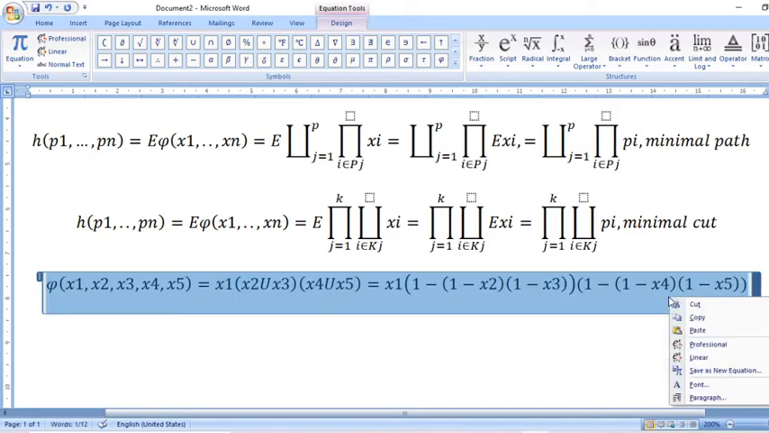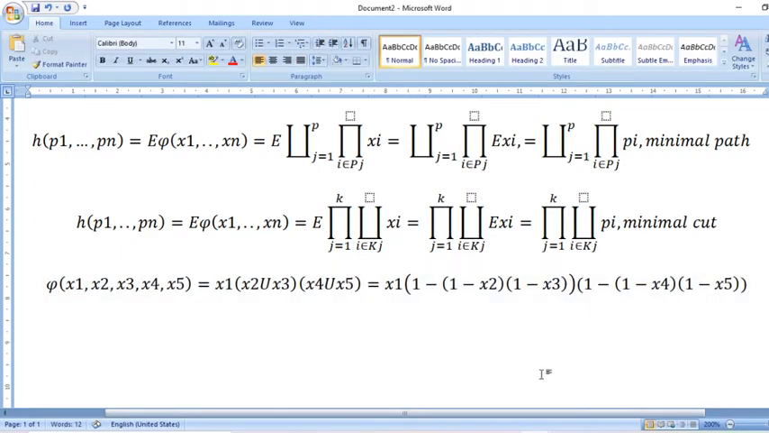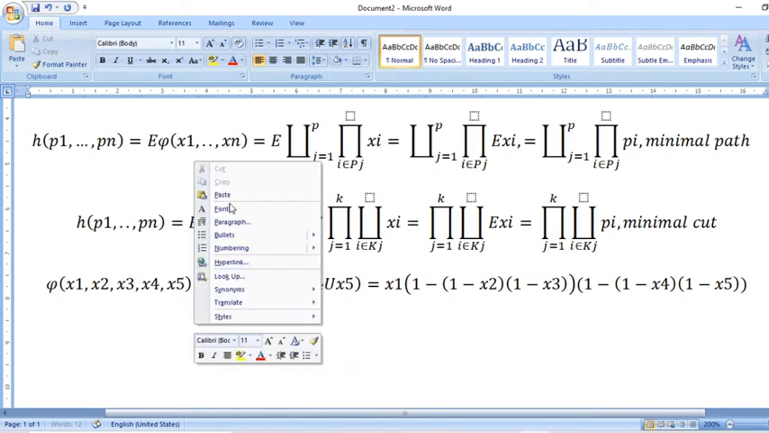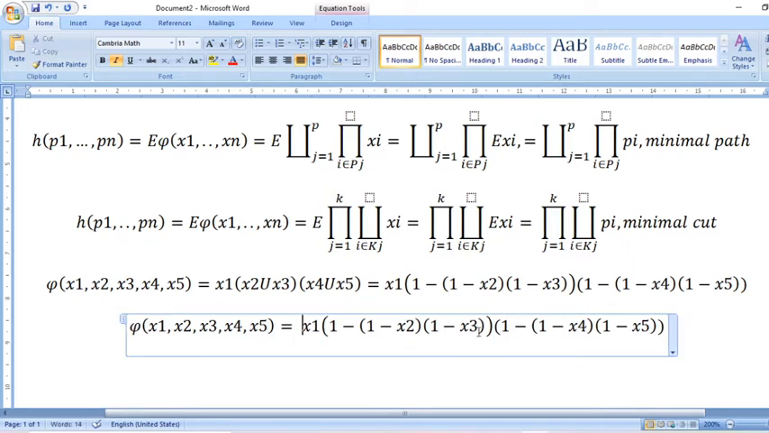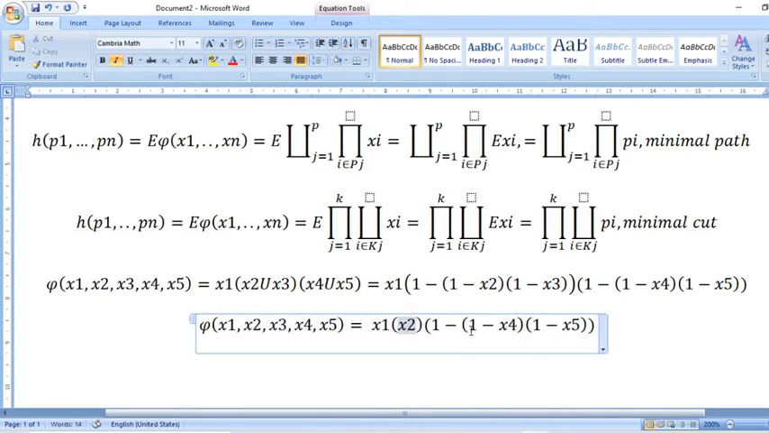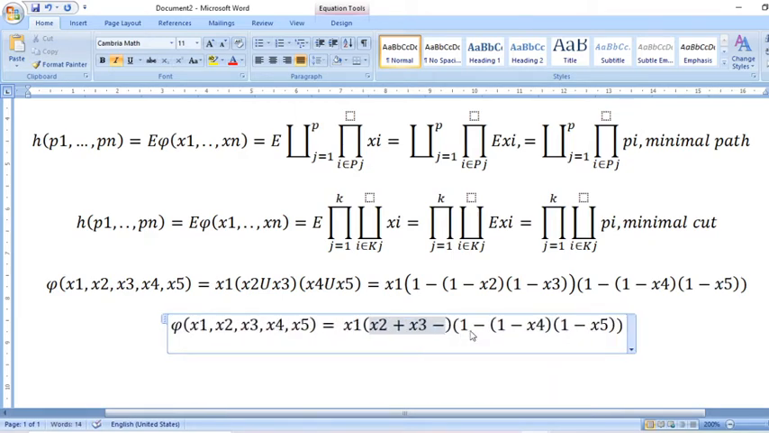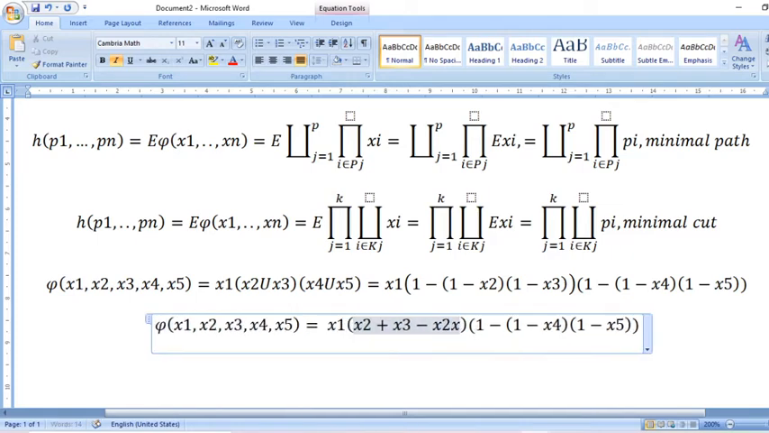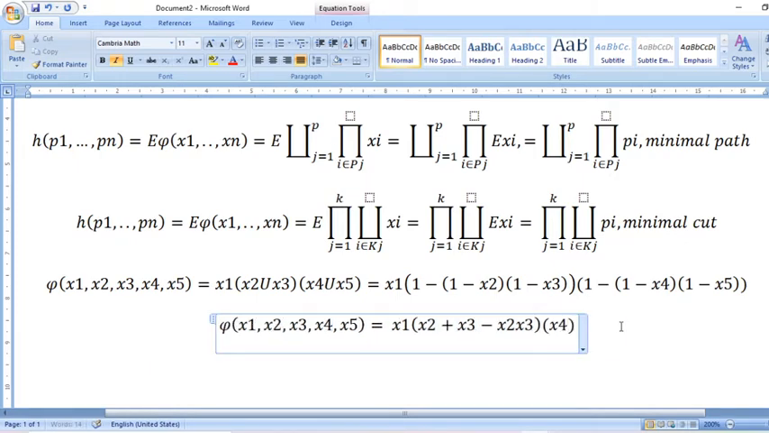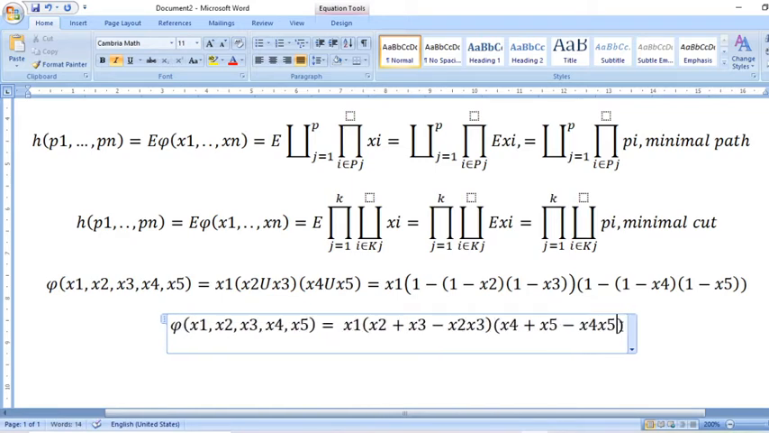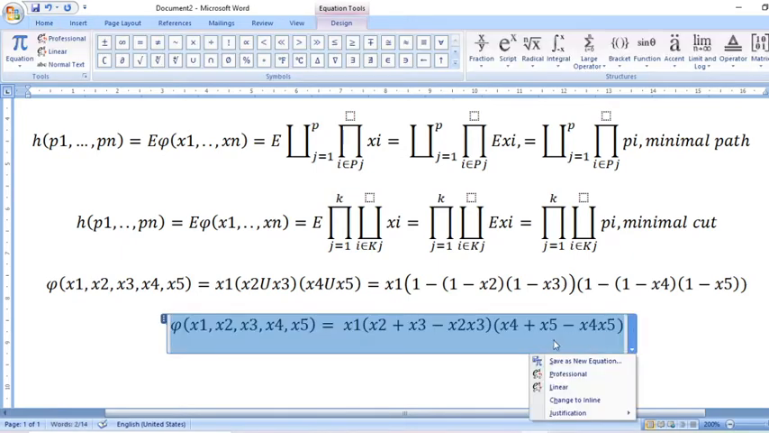You can put the expansion, or you can expand all the terms, and then you will get the structure function as, what is this? The 1 will get cancelled, so this will be x2 plus x3 minus x2x3. And this is x4 plus x5 minus x4x5. So this is the simplified form.